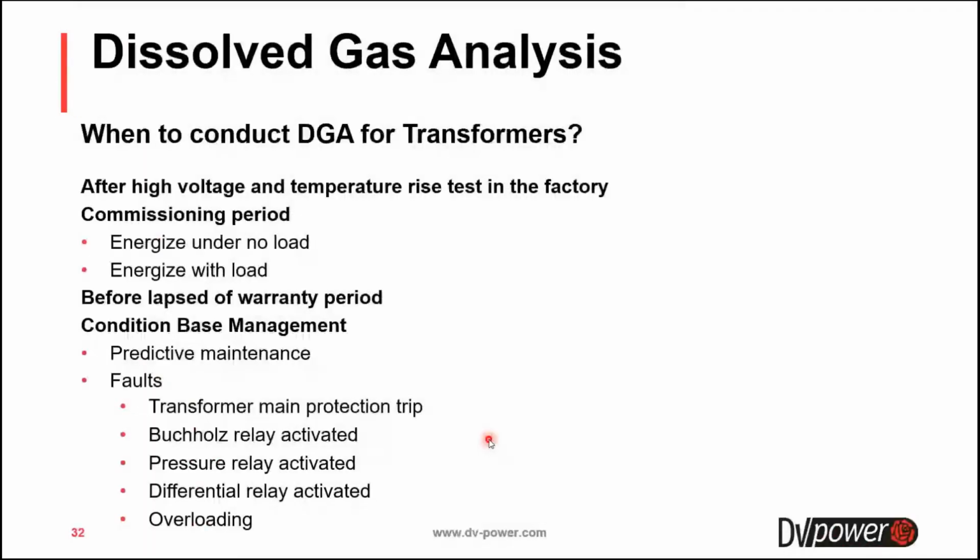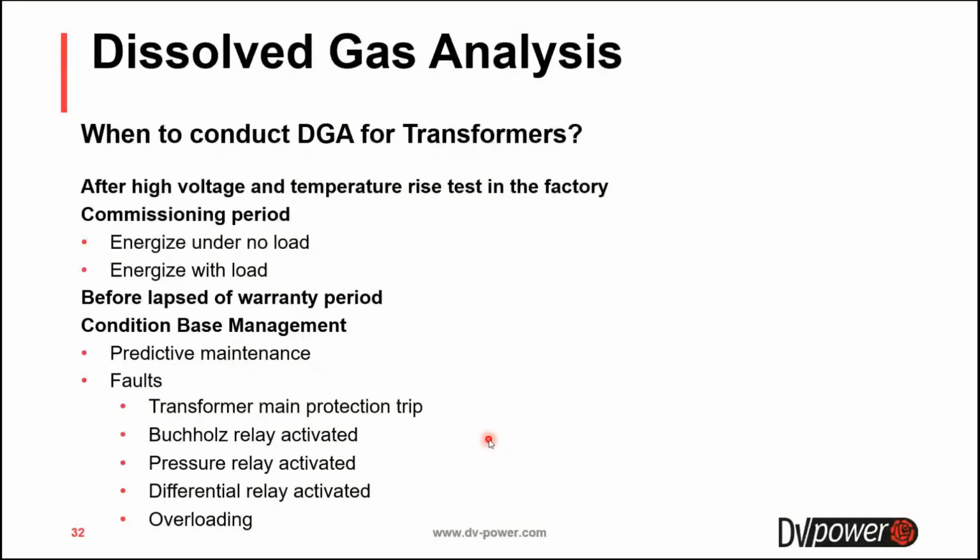When do we conduct DGA for a transformer? Mainly, first time we do it after the transformer is manufactured, at the type test, after the high voltage and temperature rise tests in the factory. After that, during the commissioning period, after the transformer is energized, we must take an oil sample under no load, and energized with load.